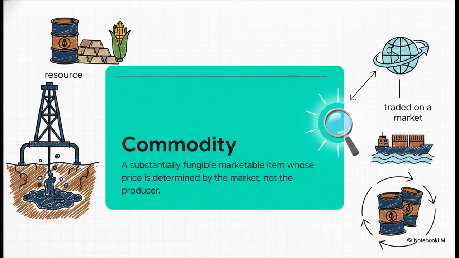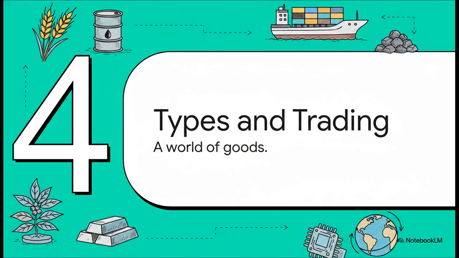And when it's being traded as barrels of a specific grade, like West Texas Intermediate, that's when it's a commodity. All right, so now we know what commodities are. But what kinds are actually out there being traded? Well, they generally fall into a few major categories.